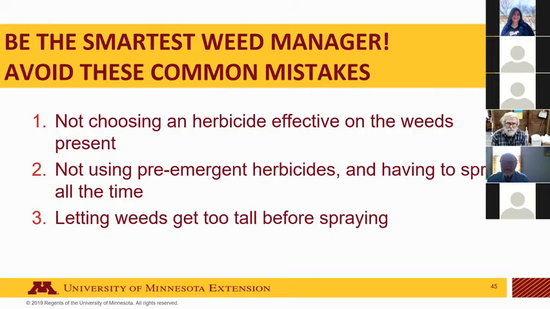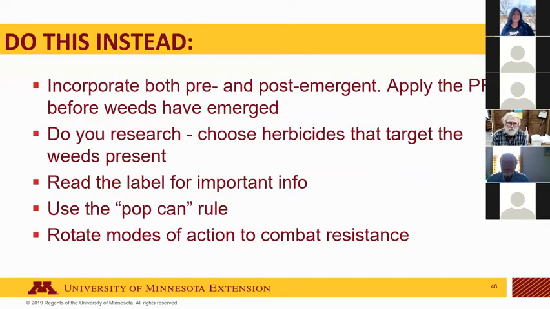The second mistake I see is not using pre-emergent herbicides and just using posts and having to spray all the time. So I would make use of pre-emergents. And then the third one is letting weeds get too tall before spraying. I totally get it. Spraying is not fun, but it's going to be easier if we get to those weeds before they get large. So do this instead.